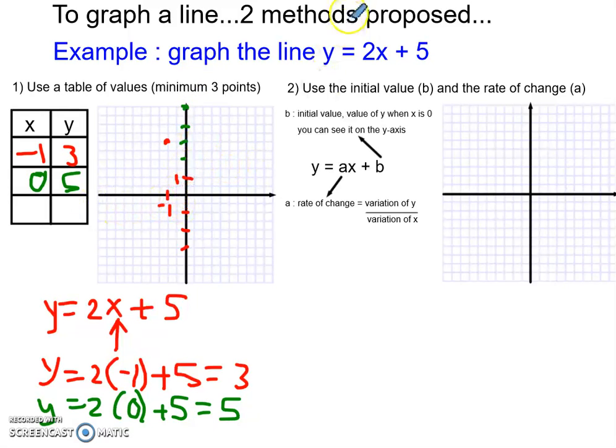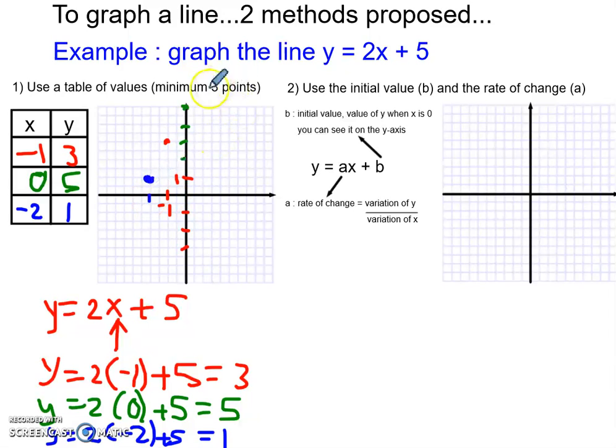Now you see that I'm going to need a third point. If I check with 2, it's probably going to be outside of my graph. So I'm going to use -2. So again, you plug it in your rule. So y is equal to 2 times -2 plus 5. 2 times -2 is -4, plus 5. -4 plus 5 is the same as 5 minus 4, which is 1. So at -2, I'm going to go at 1.